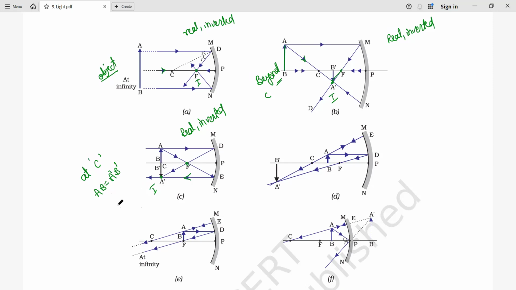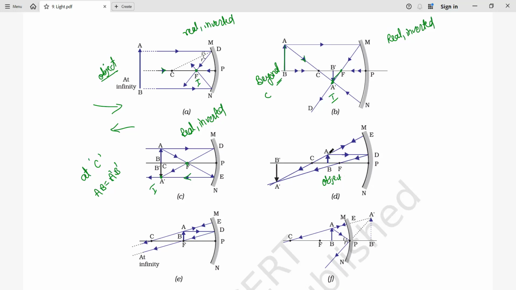Any requirement or any doubt, you can write in the comment box. What we are saying is that the object is moving towards the mirror, but the image is moving away from the mirror. Now the object is where? Between the center of curvature and the focus. This is the object.